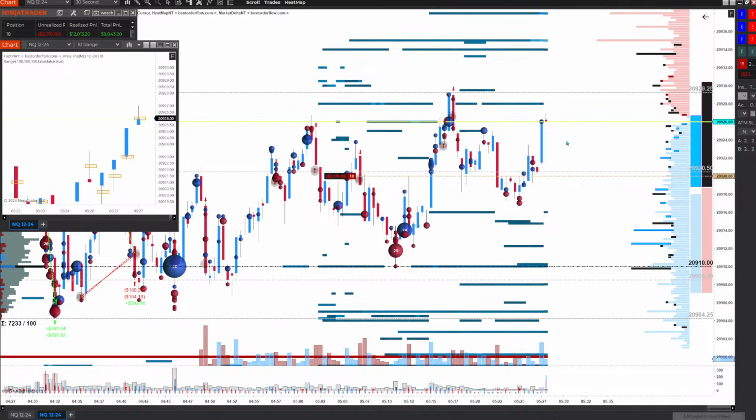Oh, we're still going up, dude. Look how much liquidity is already built on the right side. You see this right over here? Let me draw the line.